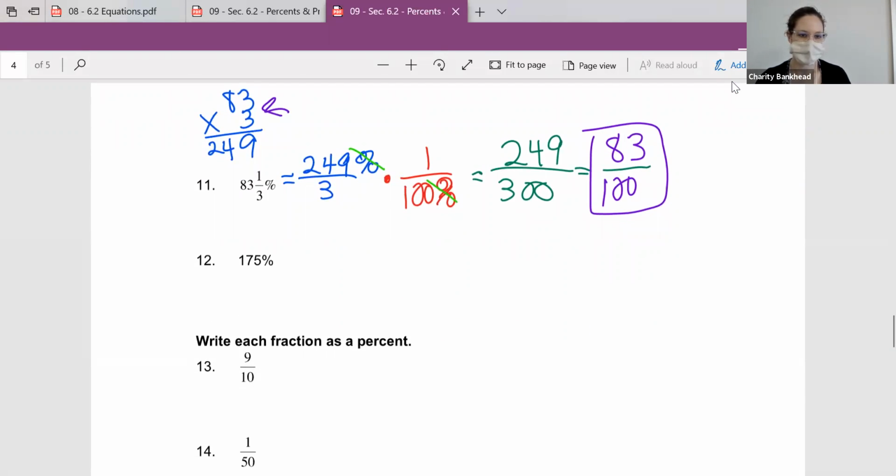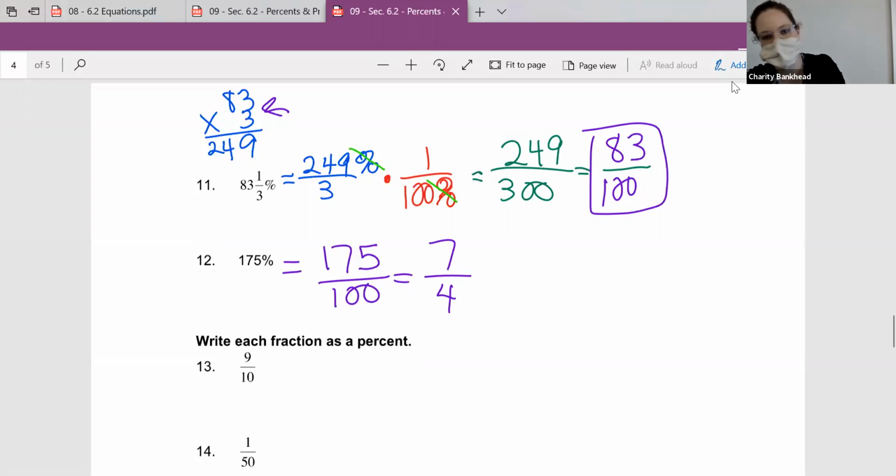All right, so 175%. So basically that's 175 over 100. So 25 goes into 175 7 times, and 25 goes into 100 4 times. And so that's an improper fraction, and they did say they would like it in the form of a mixed number. So 4 goes into 7 one time with 3 left over. So 1 3/4.